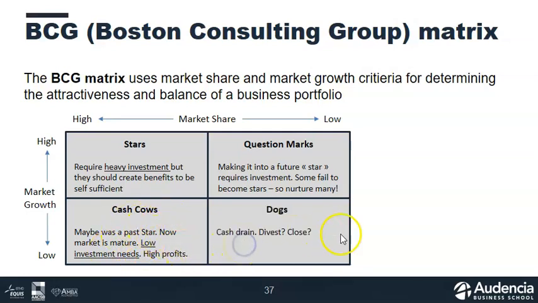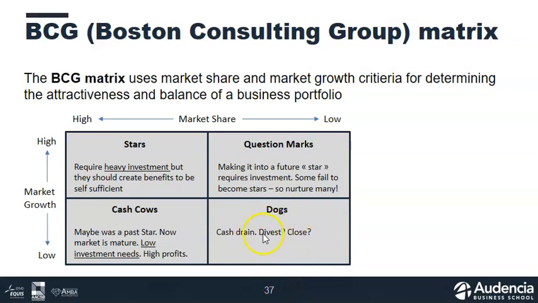And lastly, we've got the dogs. The dogs are businesses that have a low market share, and maybe in a mature or declining industry or market. So this is, if I invest money in this, it's just a cash drain. I mean, this is going to cost me money. The market is very low, maybe a dying market. The market share is very low. I'm a small player. This is just costing me money.